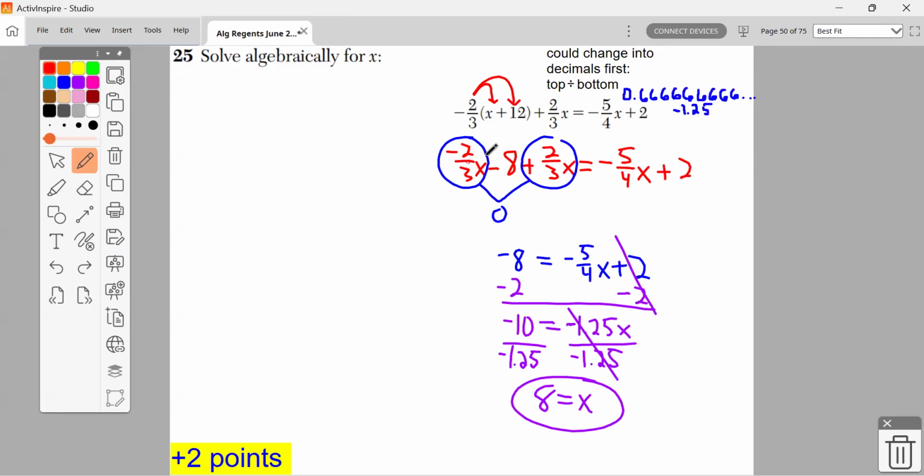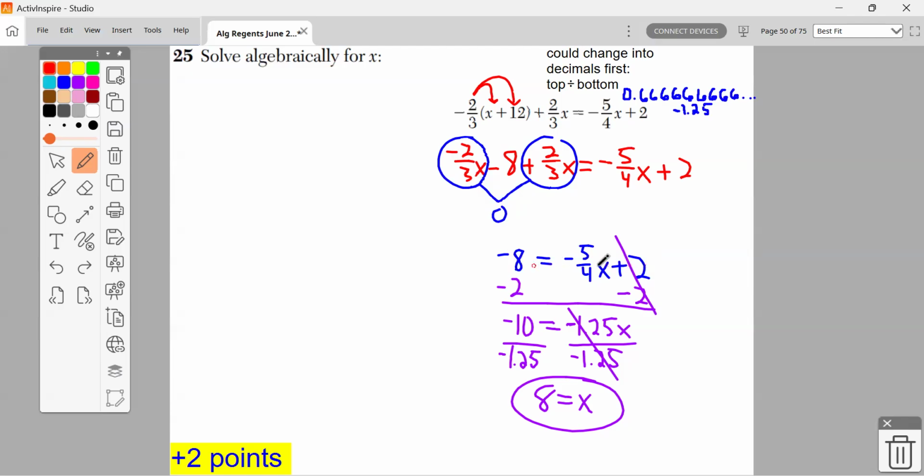I would change all the fractions into decimals first, but you don't have to do that. You want to distribute first. Negative 2/3 times x is negative 2/3 x. Negative 2/3 times 12 is negative 8. You then want to add together your like terms. The negative 2/3 x and the positive 2/3 x just cancel each other out because they add up to 0.